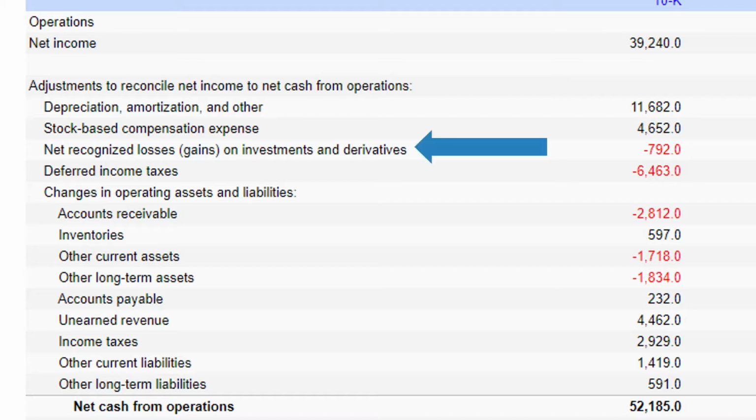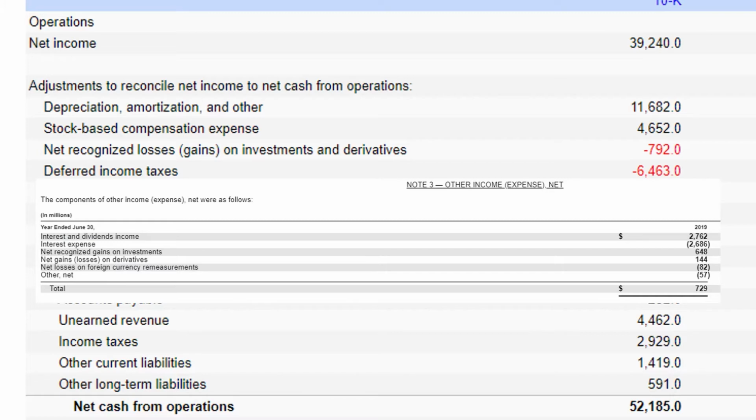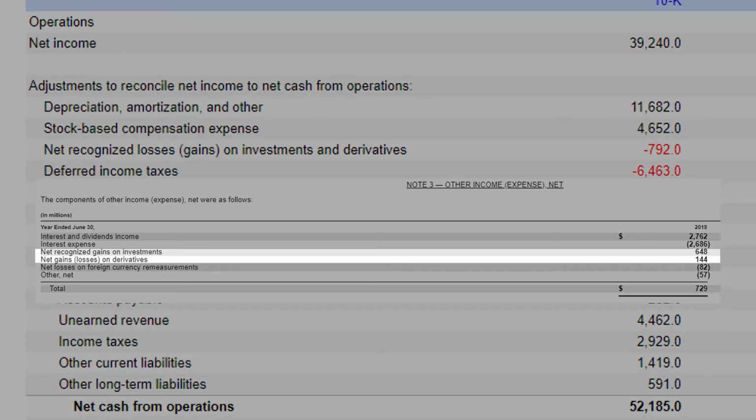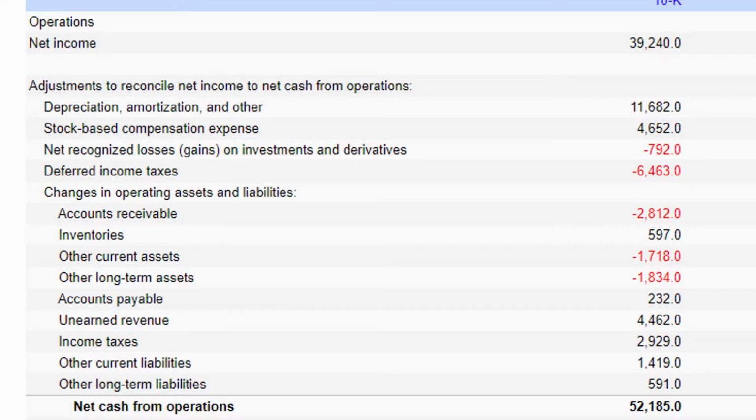Next, we have net gains and losses on investments in derivatives. So you see $792 million here. The reason it's negative is because in the period on the income statement, Microsoft reported a $792 million gain on an investment. So net income included that value. So here we need to take it back out.